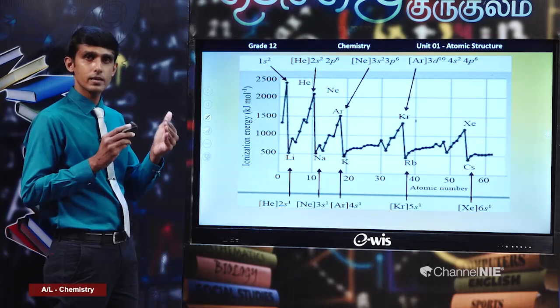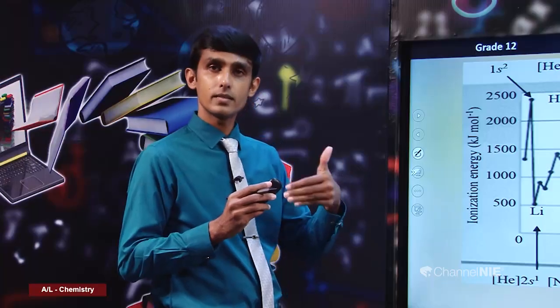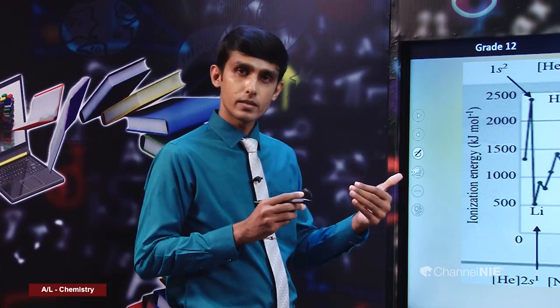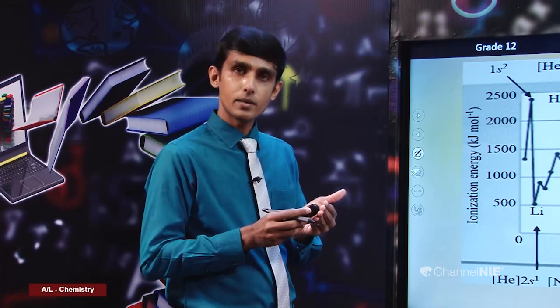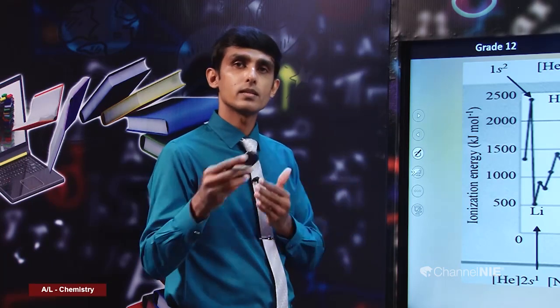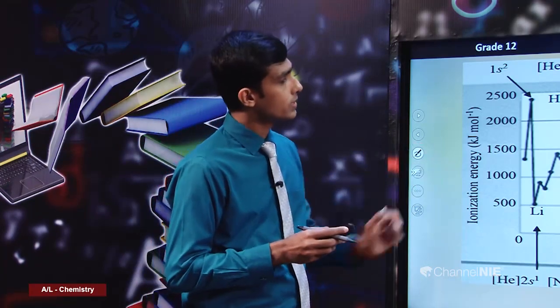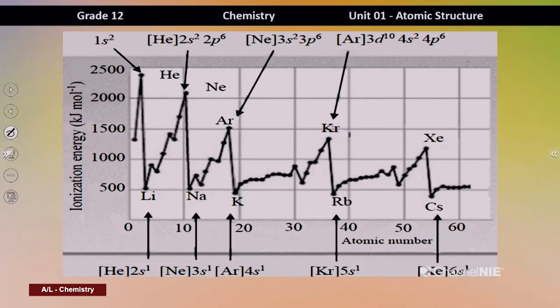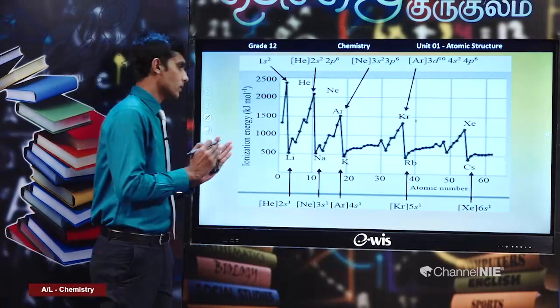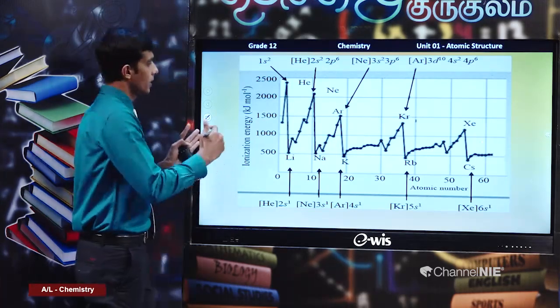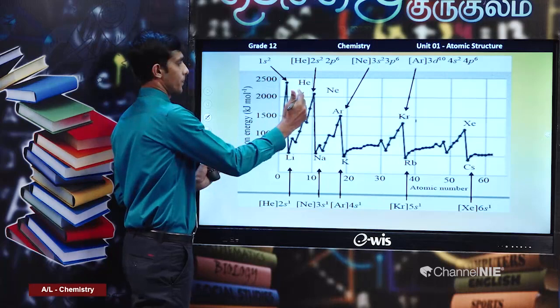Across a period, first ionization energy increases. That increase is due to the increase of the effective nuclear charge and decrease of the size of the atom, or the distance between the nucleus and the valence shell electrons. So when we plot the first ionization energy across a period, for example from lithium to neon, what we expect is an increase of the first ionization energy from lithium to neon.